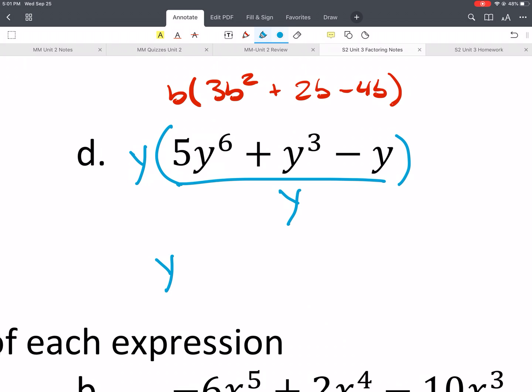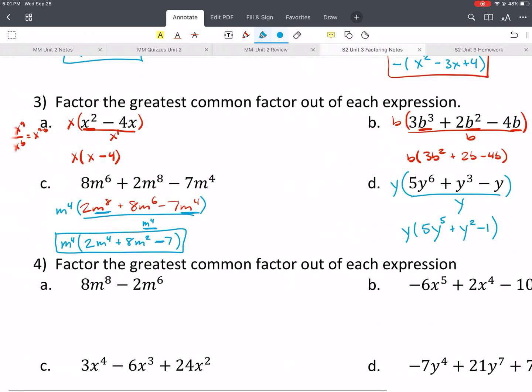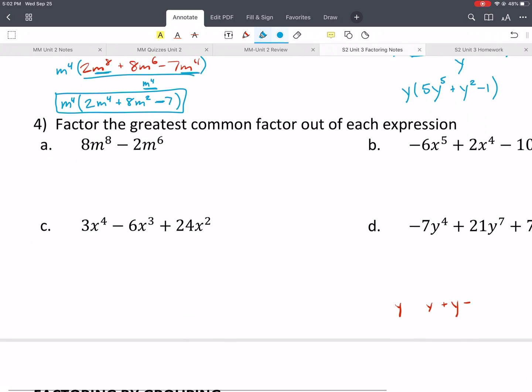So we'd end up having y equals 5y to the 5th plus y squared minus 1. Okay, so if you have any questions on these, let me know. Hopefully that kind of helps clarify some things. If not, just stop before school or something and I'll help you out.